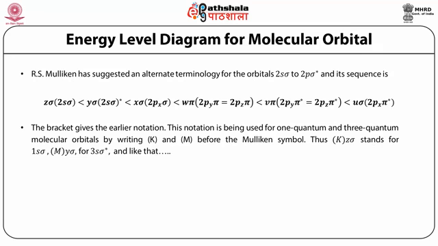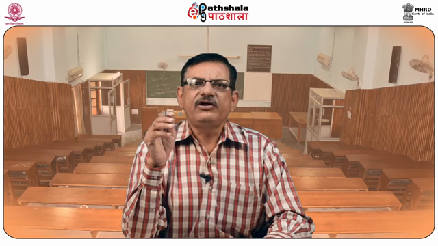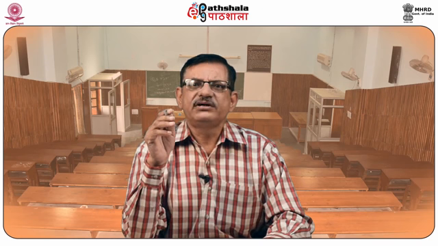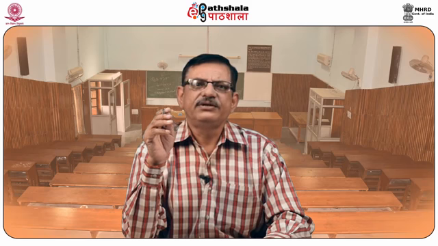This notation is also used for 1-quantum and 3-quantum molecular orbitals by writing k and m before the Mulliken symbol. Thus k, z sigma stands for 1s sigma, m, y sigma for 3s sigma star, and like that. Electronic configuration of molecules in the molecular orbital concept.